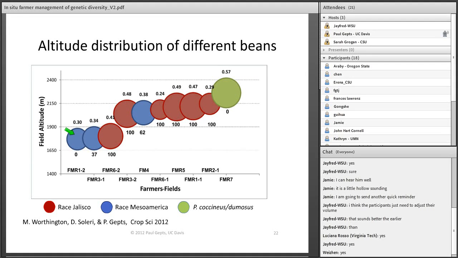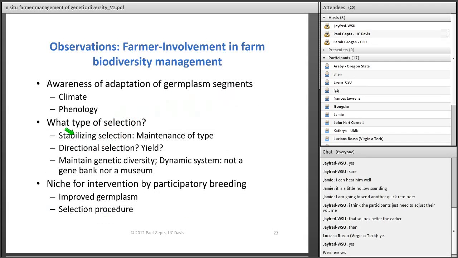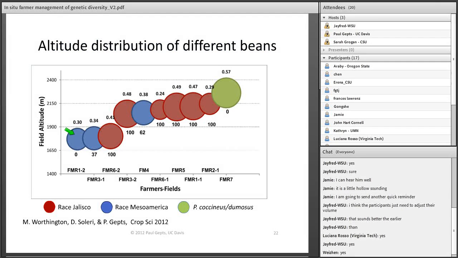And then the blue group here represents an ecogeographic race. You see they are uniformly small-seeded and black. This is what is called race Mesoamerica, and it's representative of lower altitudes, warmer and wetter. And then you have the red group, which is the traditional ecogeographic race grown in the village, and that is race Jalisco. You see that there is variation. The seeds are generally larger, with variation in seed color as well.